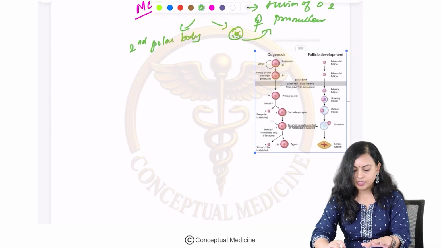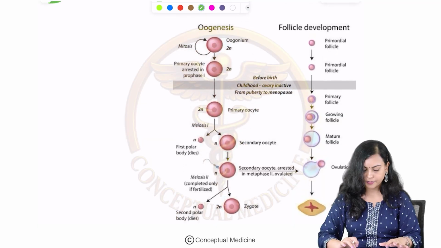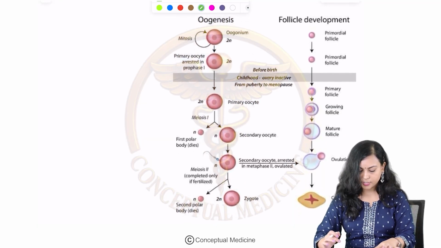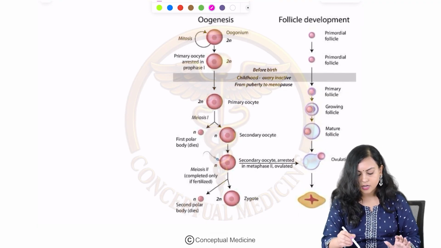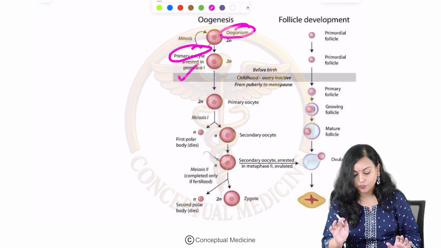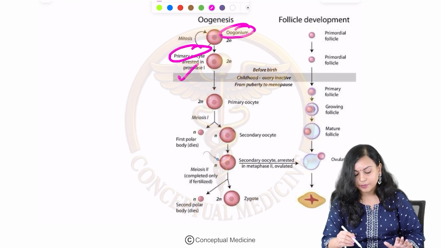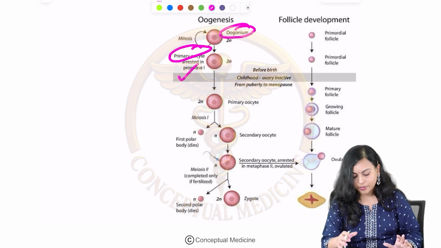Okay. Now if you see this picture, you will be able to understand it much more clearly. So this is the process of oogenesis, right? What's happening here is, first there is an oogonium. It undergoes mitosis to form primary oocyte that gets arrested in prophase 1. So this everything happens before birth. Basically, before birth we have a number of primary oocytes.